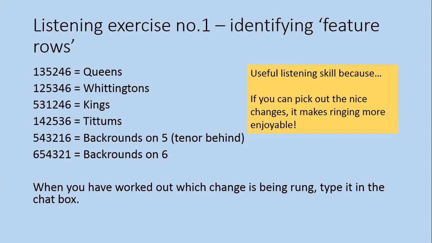There's a few reasons for doing this. Basically, the better we can get at picking out particular rows, that does several things for us. So partly it's about enjoying the ringing that we're doing when we're back at ringing. So if you hear Queens or Whittingtons or Kings or any of these rows on 6 in call changes or in a method, then that can be quite a nice thing to hear.